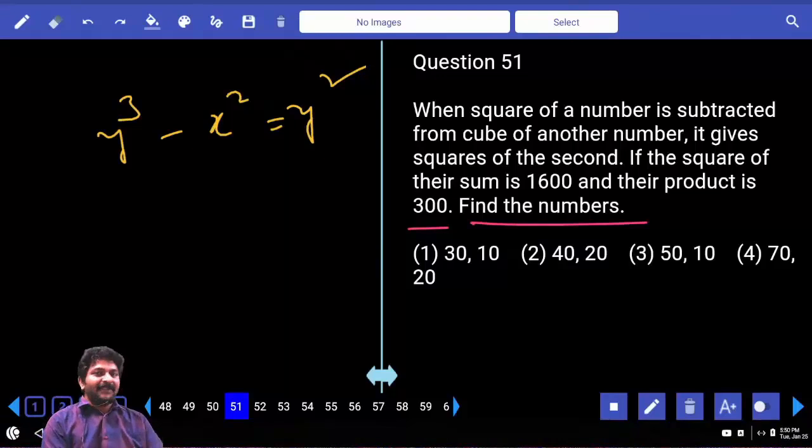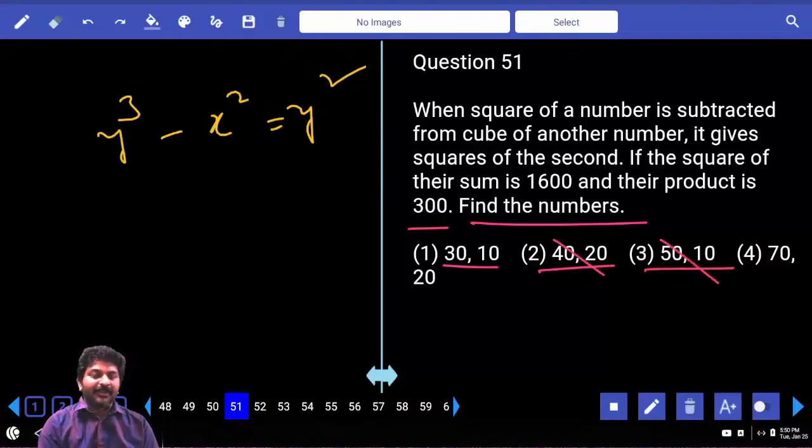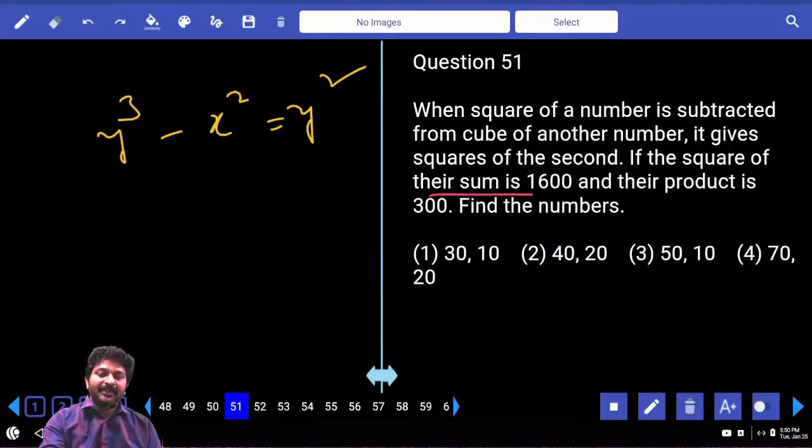Just go to the options and verify. Product is 300. Here it is not 300, not 300. Fifth option also eliminated. You don't have to directly solve it. If multiple options are there, we will verify the other condition.